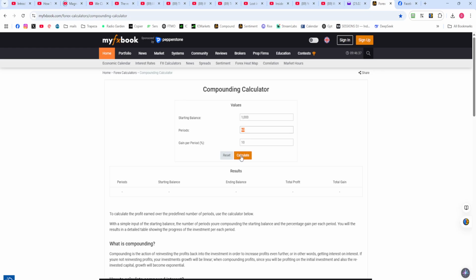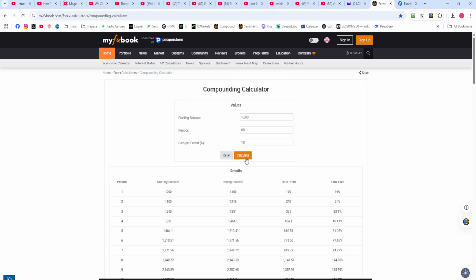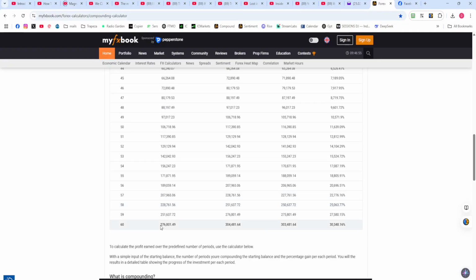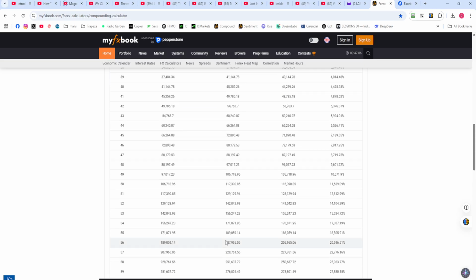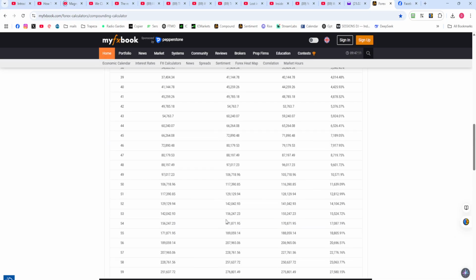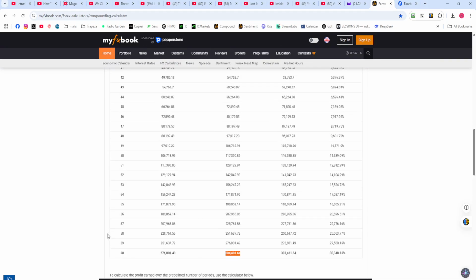All right, now let's calculate, and it's showing the starting balance. I will show you how to enhance that starting balance and ending balance. After many trades you will have this. Obviously, this number won't be accurate, because you cannot take 60 trades without a stop loss, and then you run into different issues.